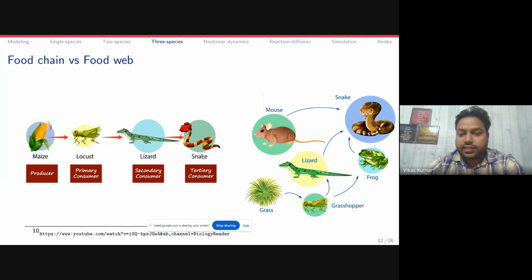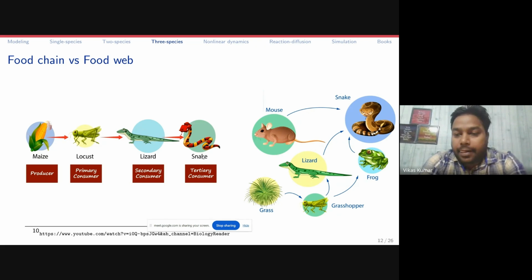So if you can understand from the diagram, on the left you can see it's a food chain. Because there is a primary producer, then a locust as a primary consumer, then a lizard as a secondary consumer, and a snake as a tertiary consumer. So basically they are making a food chain, and there is a single resource line. The difference between a food chain and a food web depends on the energy line.